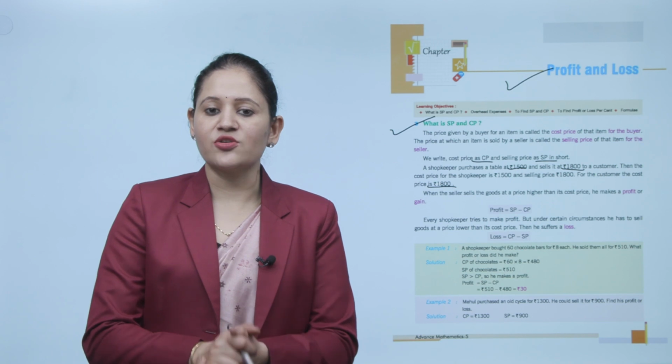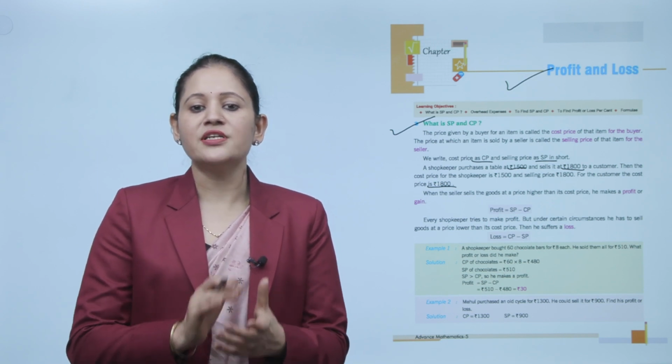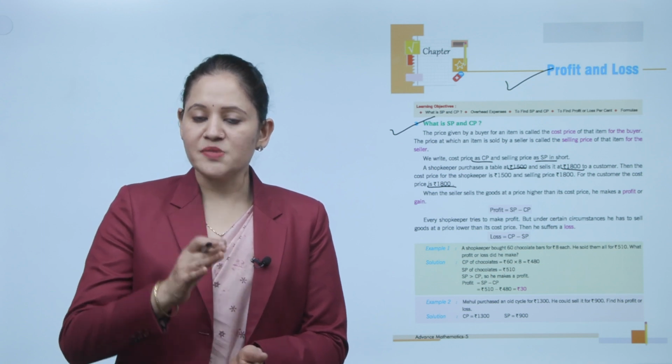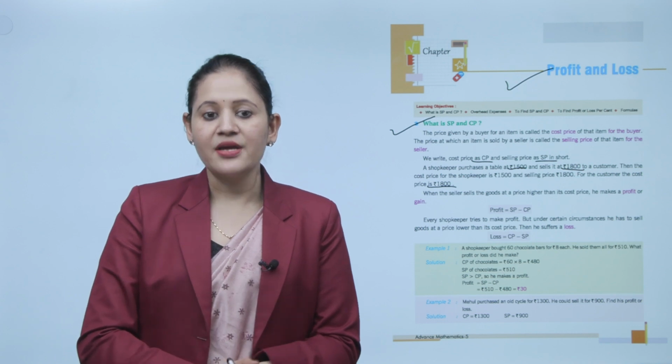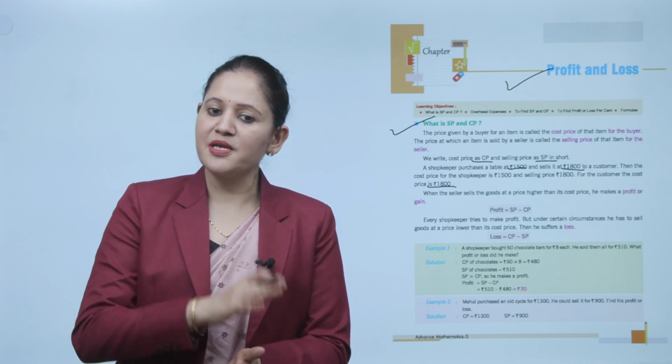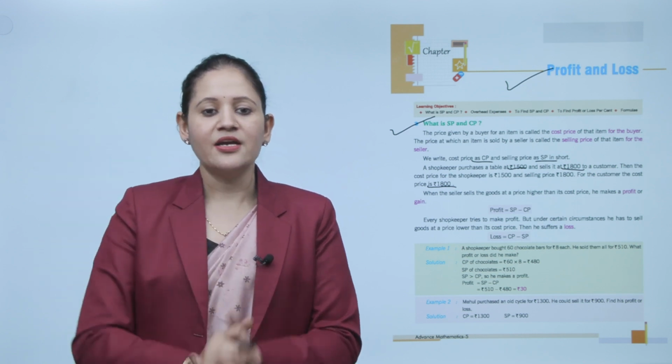When the seller sells the good at the price higher than the cost price, he makes the profit or gain. Means cost price है उससे higher price पे बेच रहा है, that means he or she is having profit. So profit equals to SP minus CP. In case of profit, the selling price will be greater than cost price.